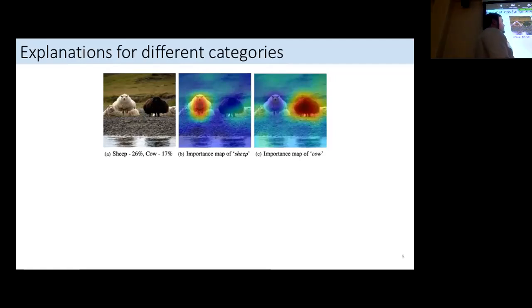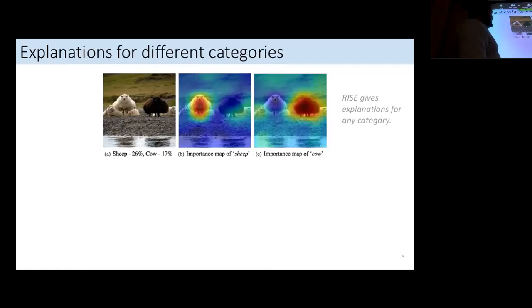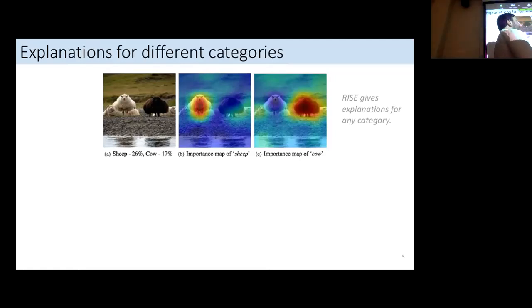So by using these importance maps, we're able to have explanations for any category in our data set. So in this case, you can see the saliency map says, this is where I'm getting an idea of a sheep from. However, this looks a lot more like a cow to me.